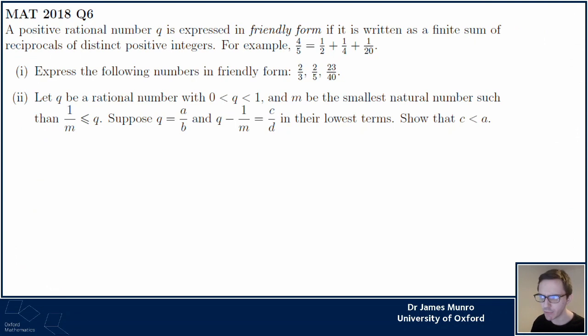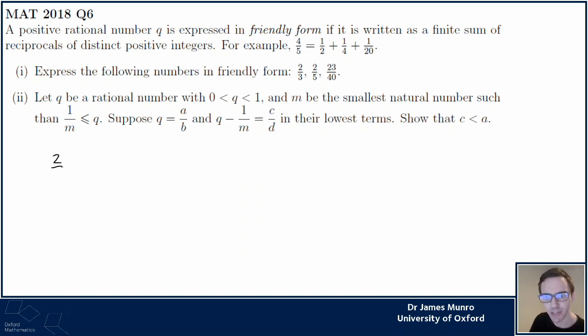Question 6 is about writing fractions in a particular form as the sums of reciprocals of distinct positive integers. We're given an example. 4/5 is 1/2 plus a quarter plus a 20th. Okay, we're asked to write the following numbers as the sum of reciprocals of distinct positive integers: 2/3, 2/5, and 23/40. Right, okay. Let's give this a go.